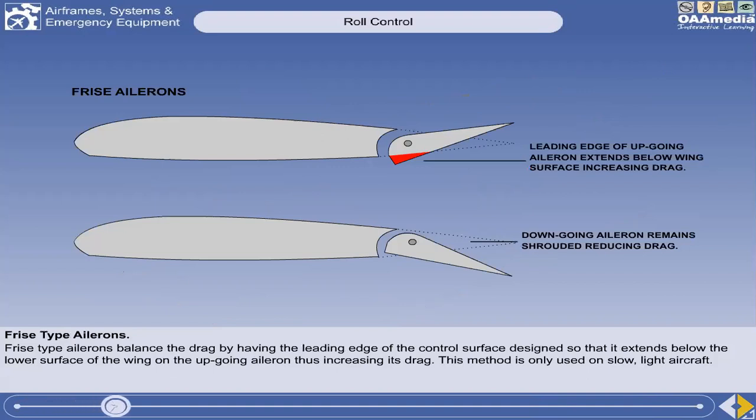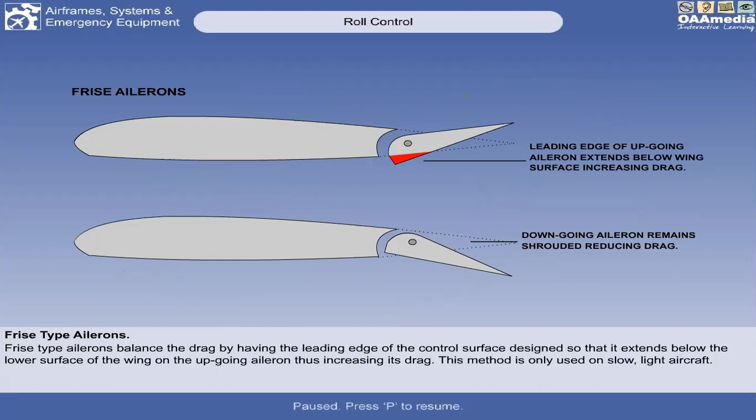Freeze-type ailerons achieve the same balance in drag by having the leading edge of the control surface designed so that it extends below the lower surface of the wing on the upgoing aileron, thus increasing its drag. Okay. So, sa freeze-type ailerons naman, it also balances yung drag, no? Nung left wing and right wing. Kasi sa freeze-type aileron, yung leading edge ng control surface is tumatama sa hangin once it's being deflected upward. So, yung leading edge of upgoing aileron extends below wing surface, increasing the drag.